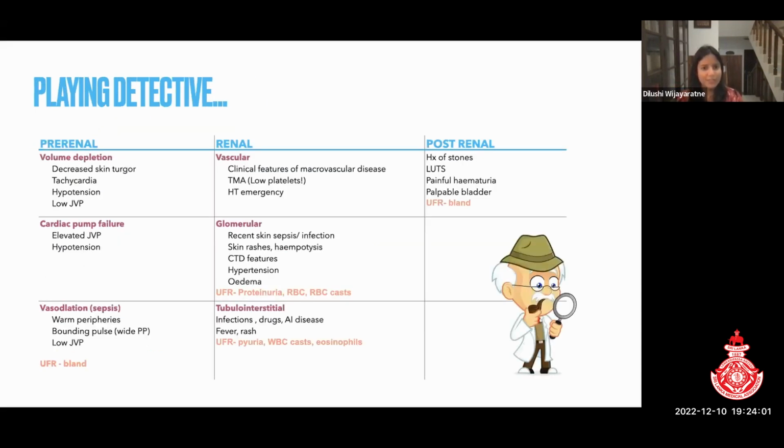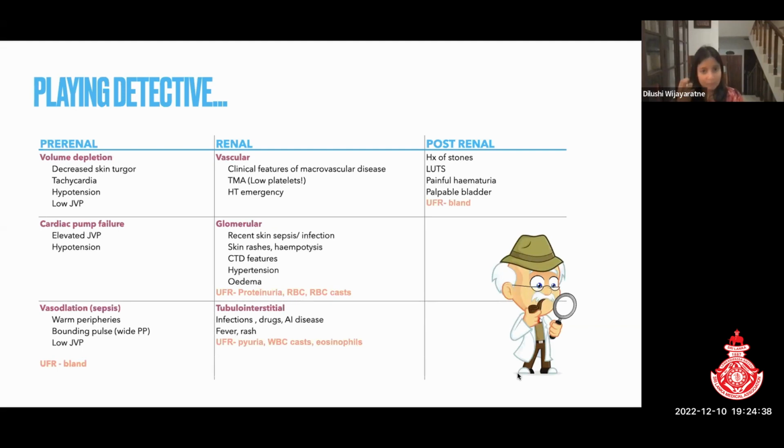So just a bit of detail about playing detective. What might you expect if you have pre-renal, renal, or post-renal AKI? So in pre-renal AKI, if there's volume depletion, it's usually quite obvious. There may be decreased skin turgor, tachycardia, hypotension, low JVP. If there's cardiac pump failure, there might be an elevated JVP with hypotension. If there's sepsis, the patient might have warm peripheries with a bounding pulse, low JVP. And importantly, if the problem is pre-renal, then the urine should be bland because the kidney is normal.